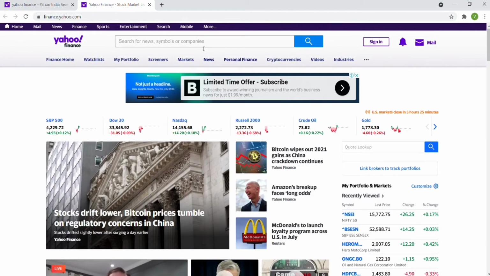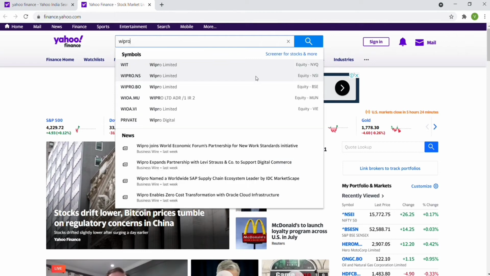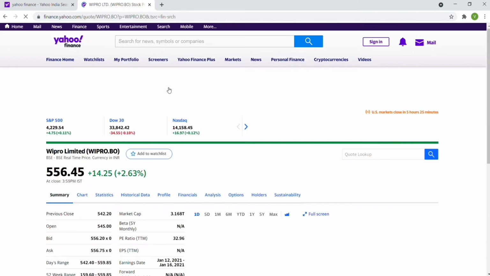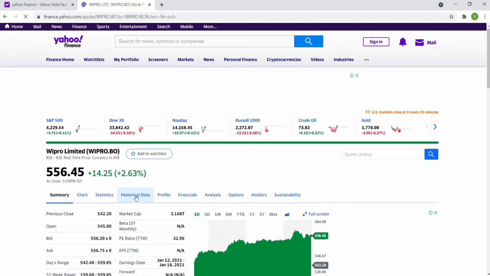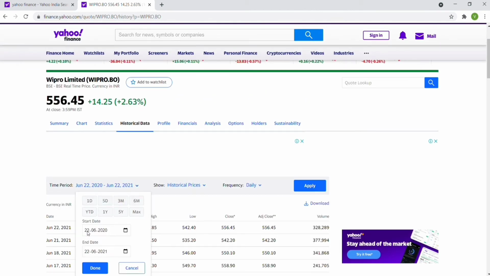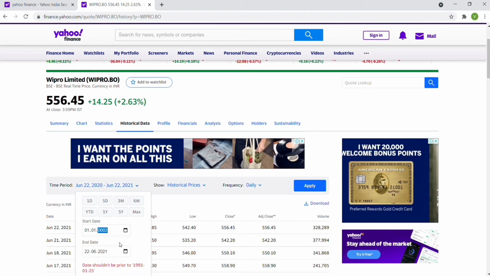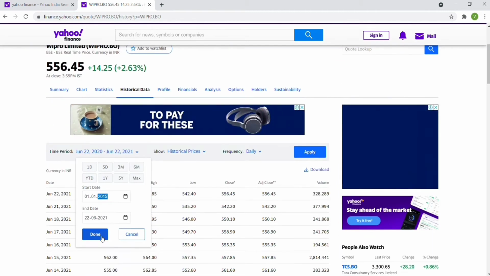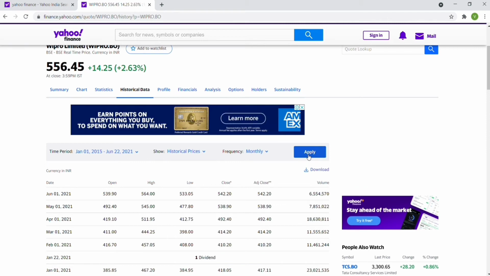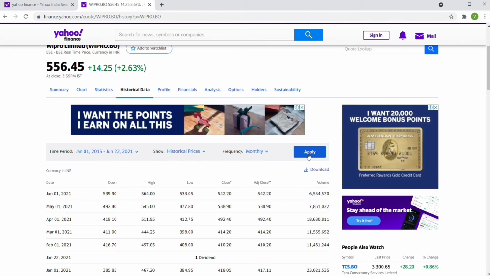To calculate beta, first we need some stock data. So go on Yahoo Finance and pick your stock, like in our case, it is Wipro. There you will find the company's stock details. We have to go to historical data, then choose your month and year. In our case, it is 2015 till today, and choose daily, weekly, or monthly data, then apply and download your stock data.